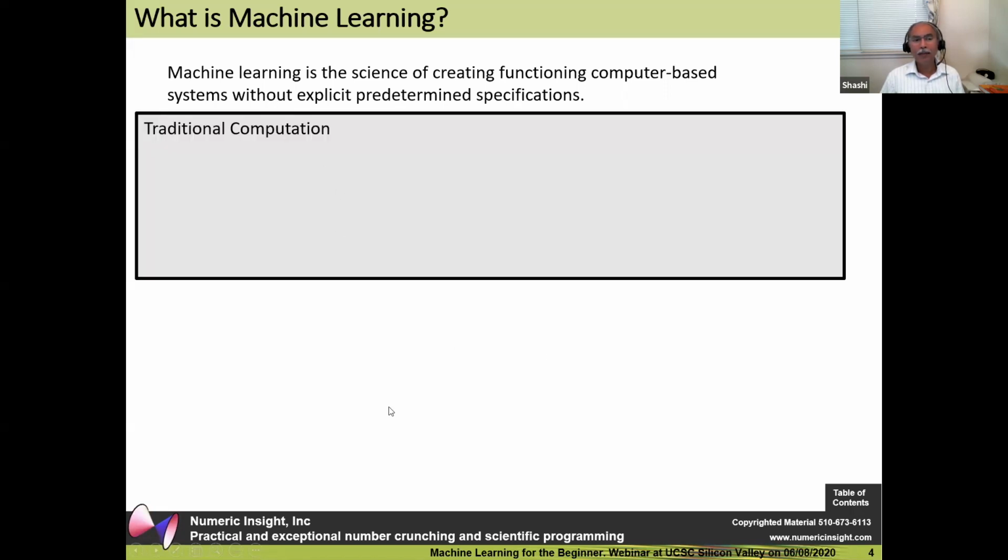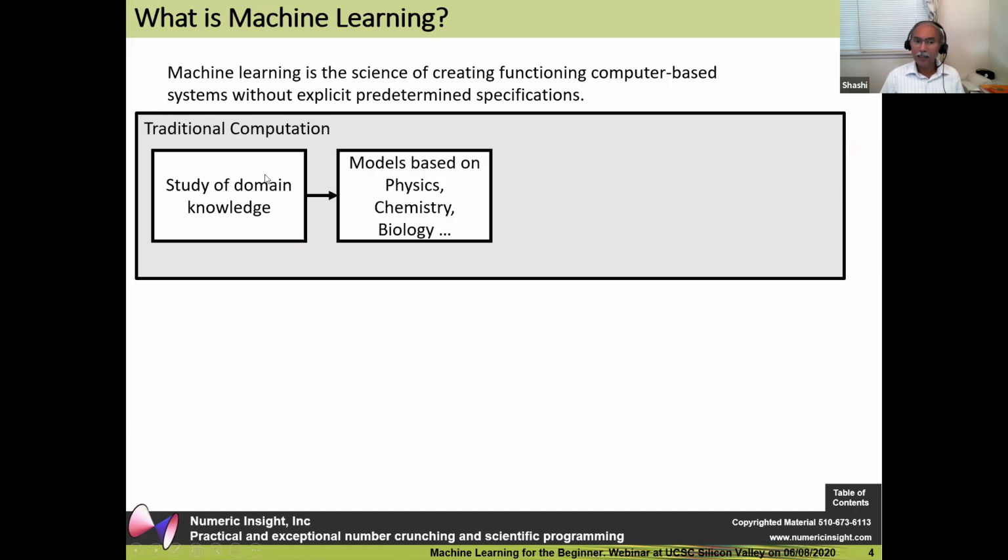So I'm going to compare and contrast traditional computation with machine learning. With traditional computation, you have to study a body of knowledge, deep study very often, and then you can use that knowledge to build models based on that domain, say physics or chemistry, metallurgy, material science, whatever it might be. And then you can craft an algorithm based on that model.